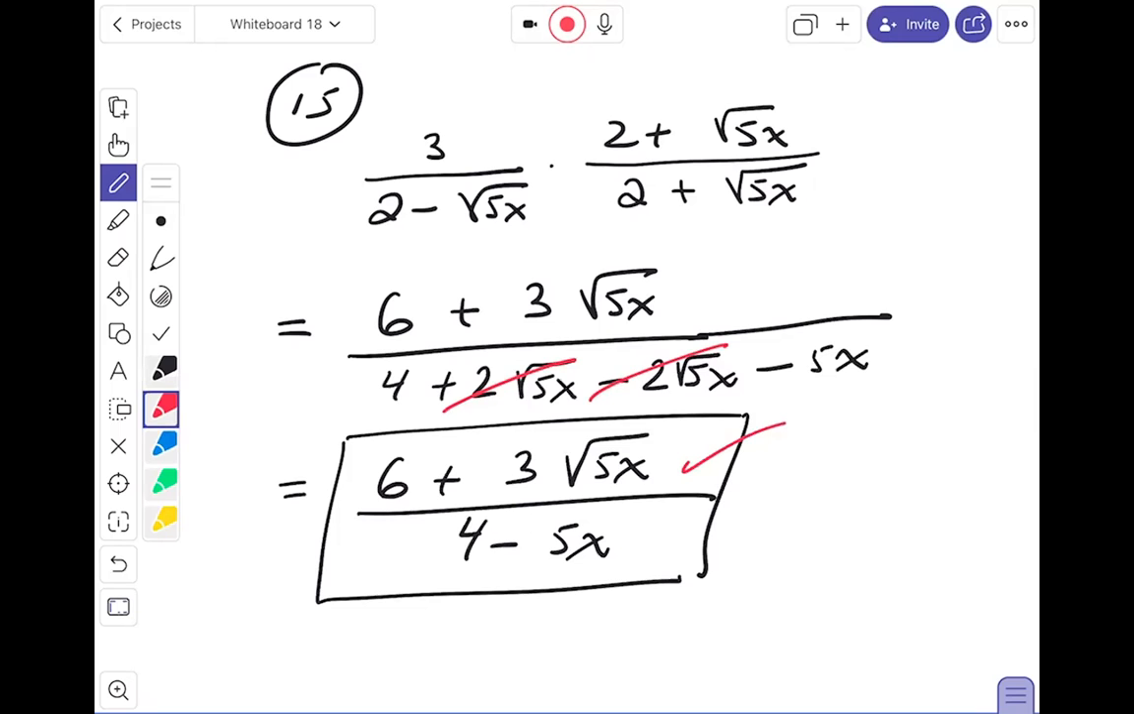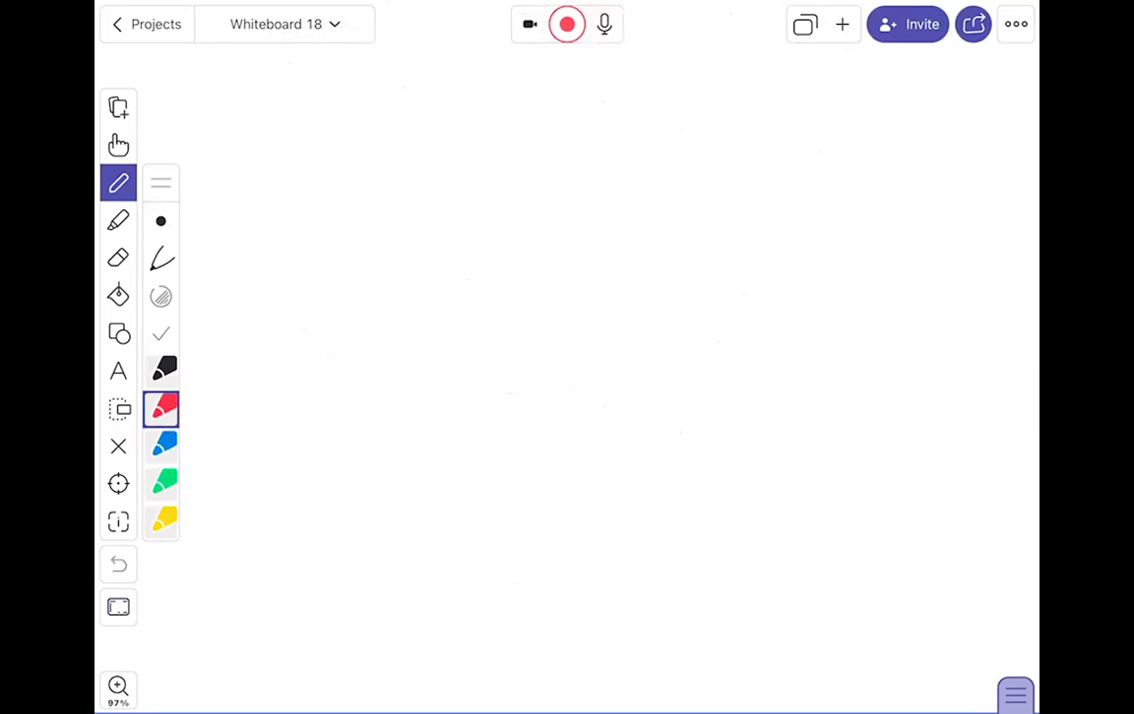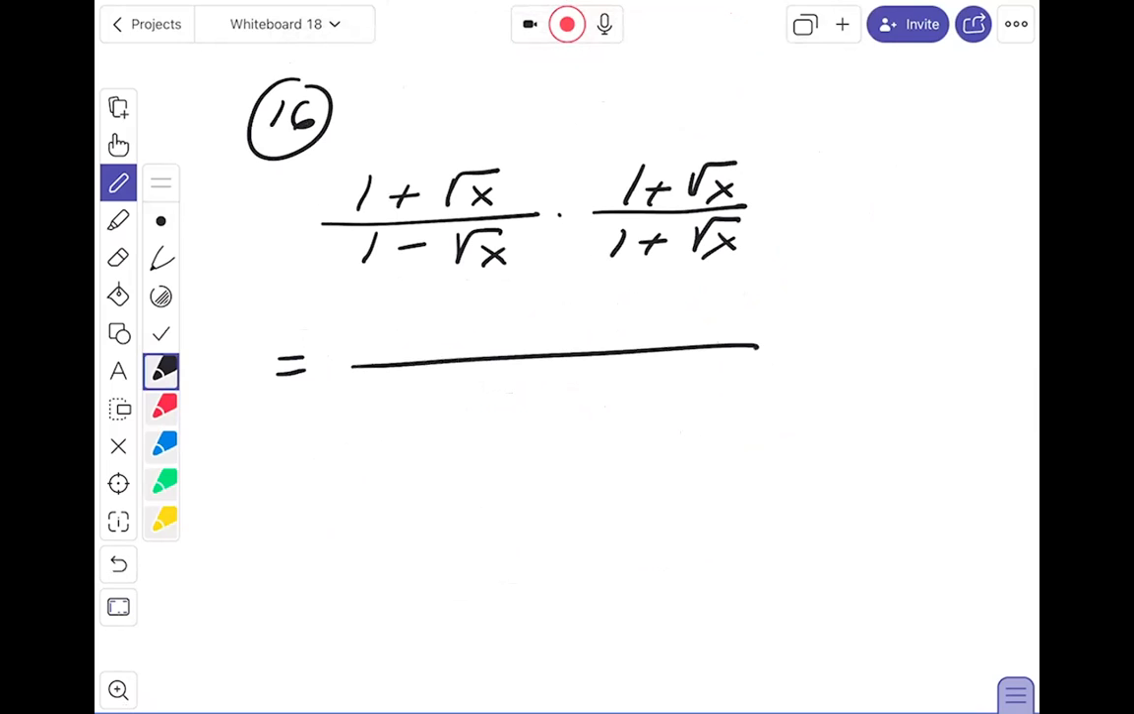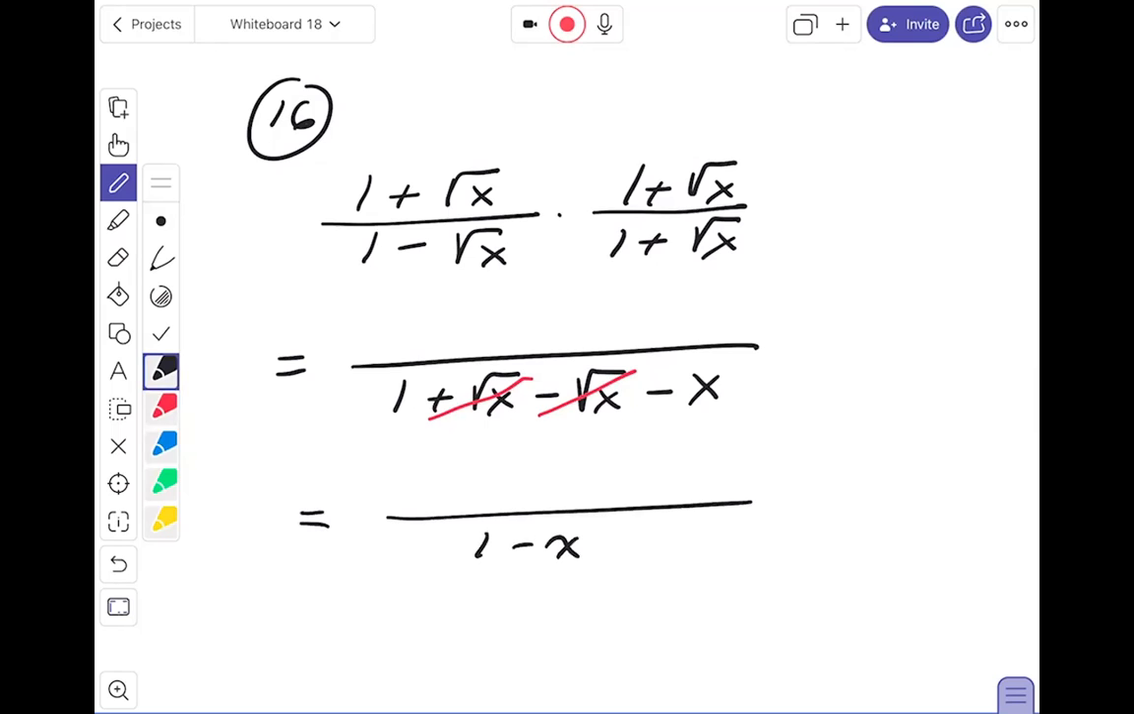All right, let's go to number 16, a little more complicated, but I still think we can do it. And what do you get over there? 1 plus root x over 1 minus root x. Again, it's a constant theme of getting that denominator rationalized by multiplying by its conjugate. And let's go through it. And what do you get on bottom? Well, you get 1 plus root x minus root x minus x. What happens on the bottom? Those two internal terms disappear, and we get something really simple on the bottom. With practice, you should be able to do that without going through that intermediate step.